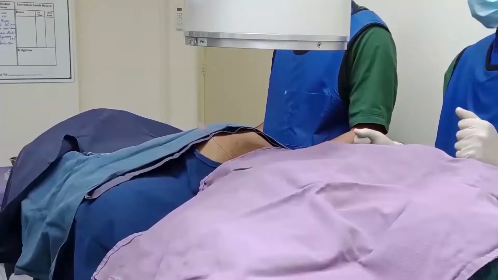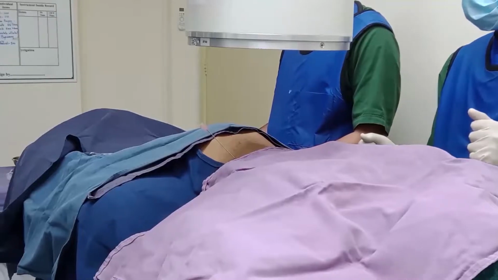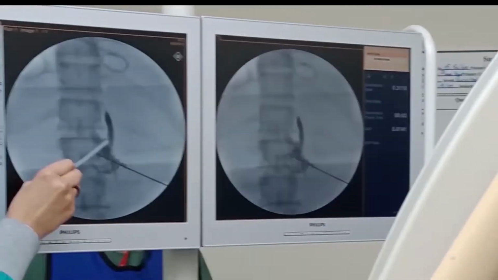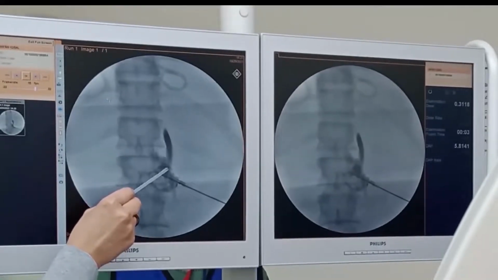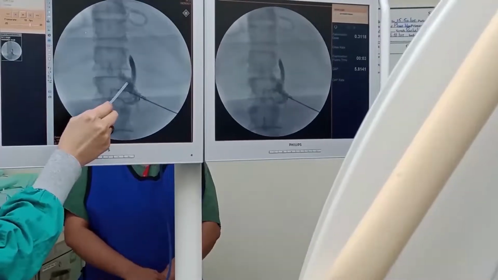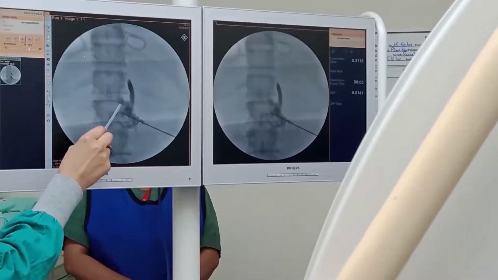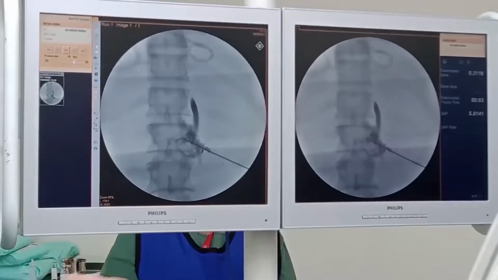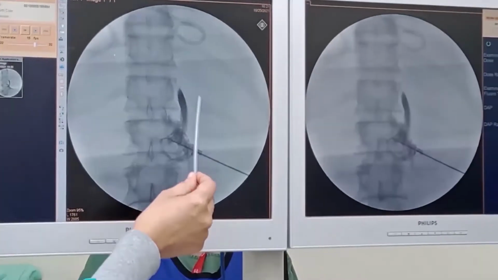The contrast is also checked in the AP view, and this is the spread of the contrast, which is in the paramedian. This is an acceptable position of the contrast spread. It could be ideally over here as well, which is a little bit more medially. What would be not acceptable is having a too lateral spread of the contrast.